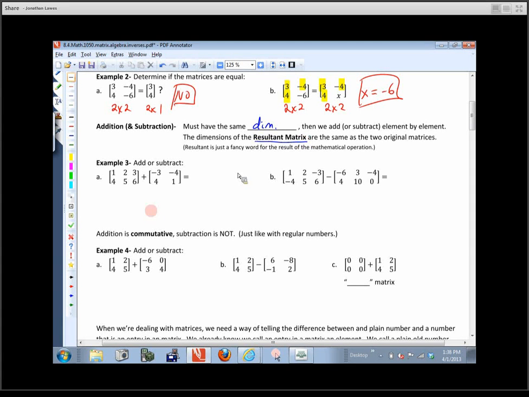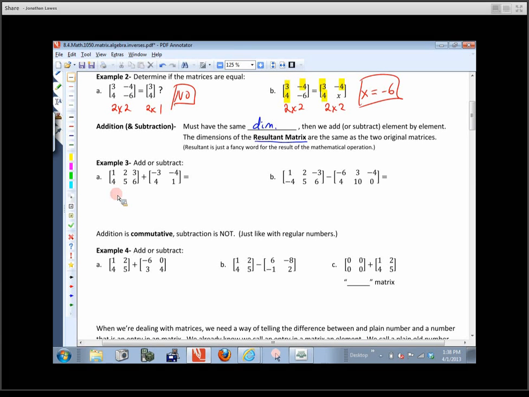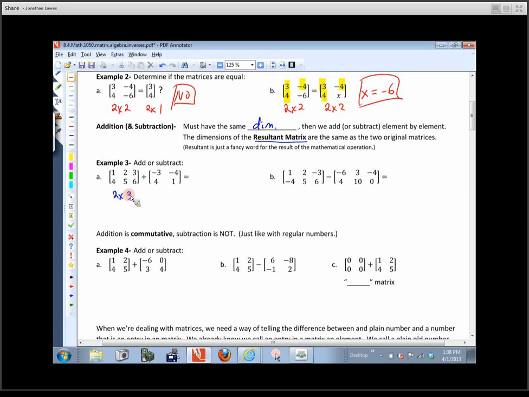So let's take a look at this one right here. Why not? Okay, this one has 2 rows and 3 columns. This one has 2 rows and 2 columns. So this is not possible.